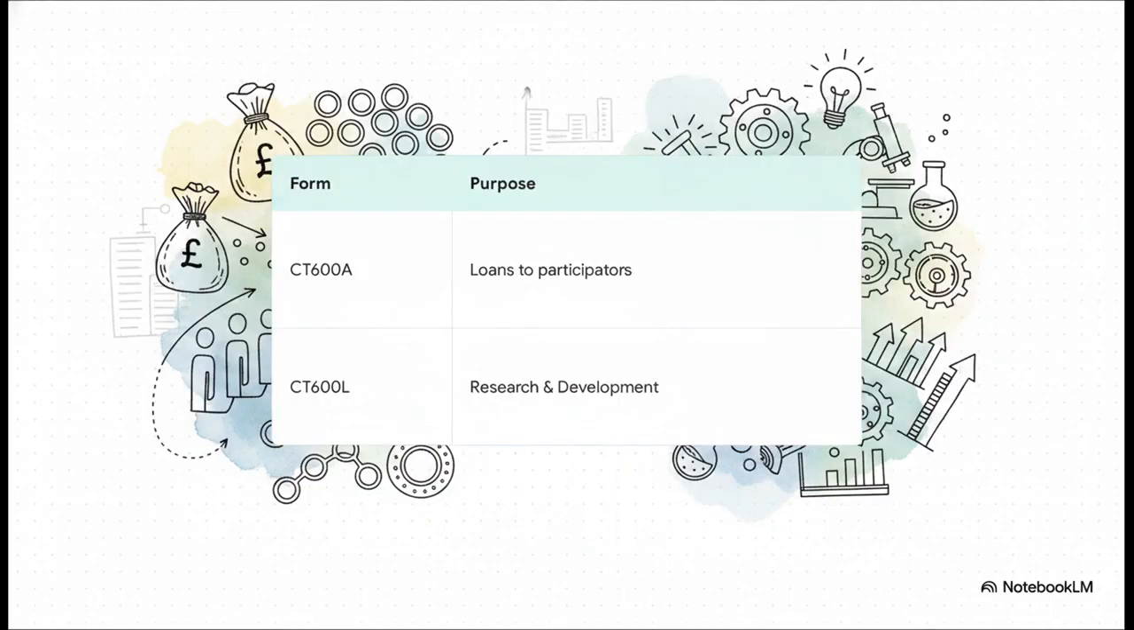You also have to explicitly mark which supplementary pages you're tossing in. The most common ones you'll see are the CT600A, which you need if your close company has loans or arrangements to participators, or the CT600L if you're going after those research and development credits.